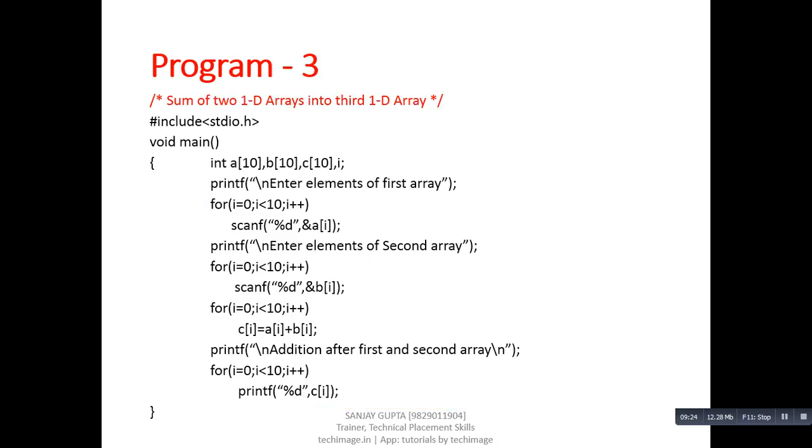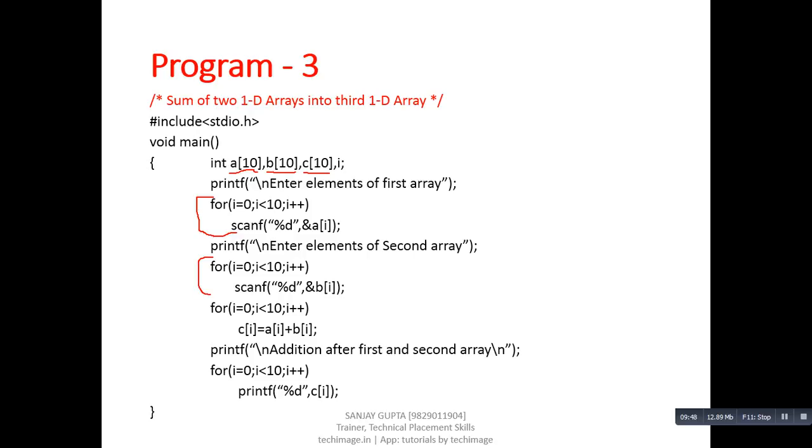Next program, which says sum of two 1D arrays into a third 1D array. It means in this program we have to declare 3 individual 1D arrays, which are A, B and C. Using this first loop, we are going to read the first array. Using this second loop, we are going to read the second array.